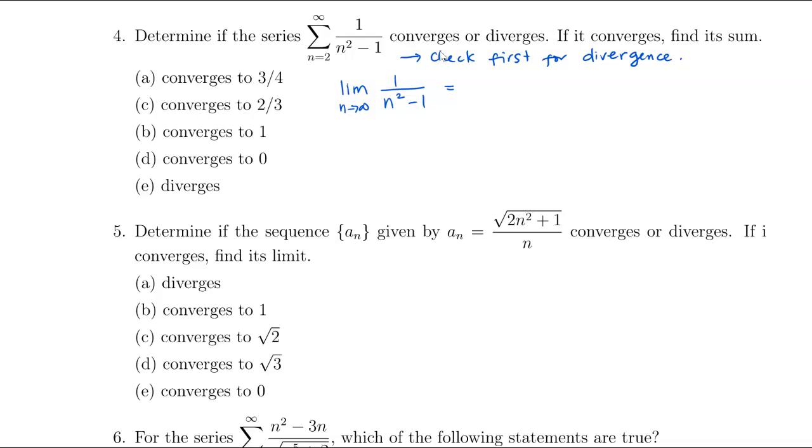So here, if you plug in infinity, you will have 1 over infinity, and that is actually 0. A constant over infinity is 0. So that means this is not divergent. The divergence test failed. So it could either be divergent or convergent, but it fails the divergence test. That means there's a possibility that this series here is convergent.